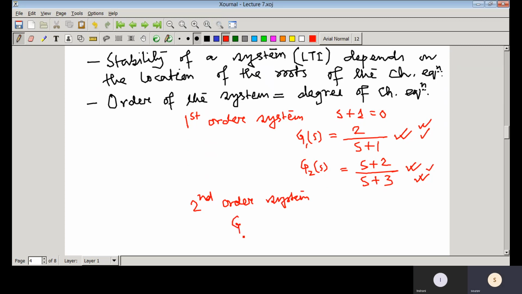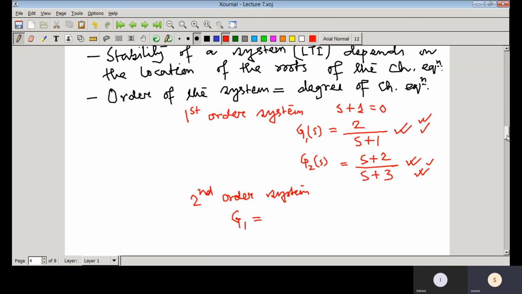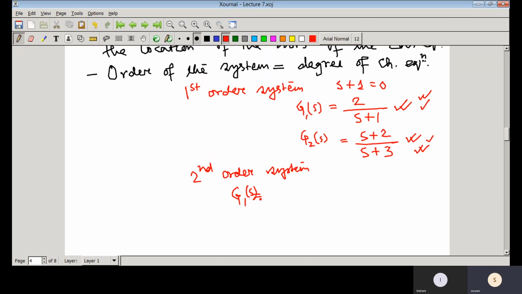So a second order system, suppose, of course that is G1(s) equal to, suppose, (s + 1) divided by (s² + 2s + 3). Here, as the degree is 2, that's why it is a second order system. And here it is strictly proper because the numerator's degree is 1 and the denominator's degree is 2, so the denominator degree is more than the numerator degree. That's why it is a strictly proper second order plant.